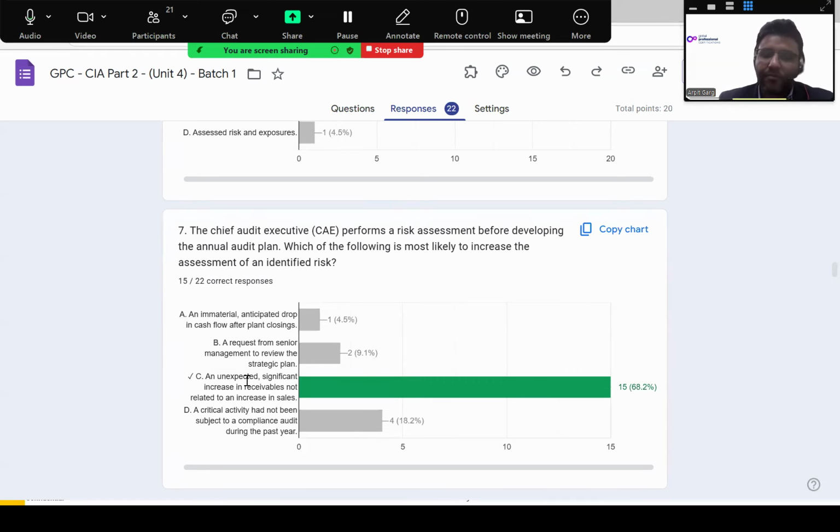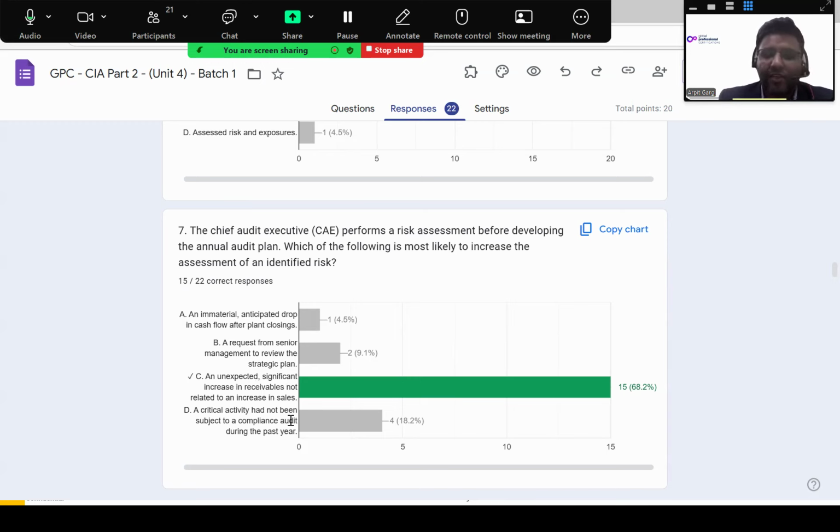What do you think? People, option C. A sudden increase in your receivables, which means your pending collection has suddenly increased, but your sales has not increased. Do you think there is some gap? Do you think that is unusual? Yes. Will you start focusing on this area? Right? Your sales is not increasing, but suddenly your debtors are increasing. You will start focusing here.